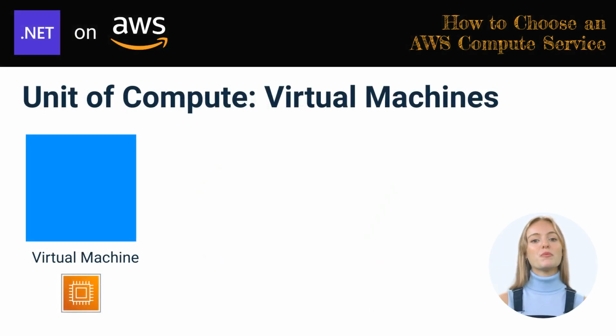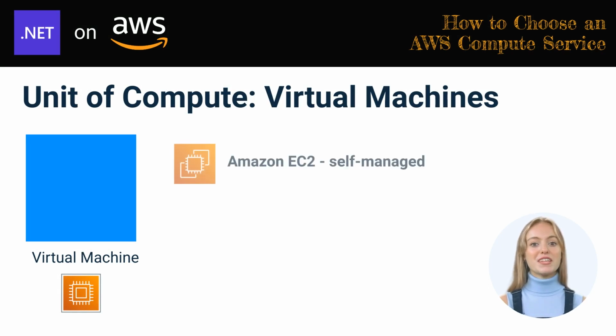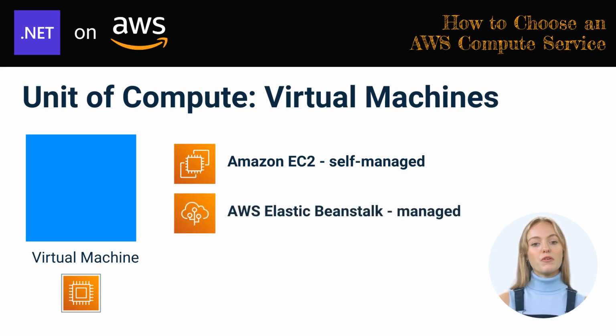To work with virtual machines, you can use Amazon EC2 to provision virtual machine instances, load balancers, auto-scaling groups, and network resources. That's a self-managed experience where you set things up yourself. Or, for a managed experience, use AWS Elastic Beanstalk, which will handle the provisioning details and give you automatic patching.